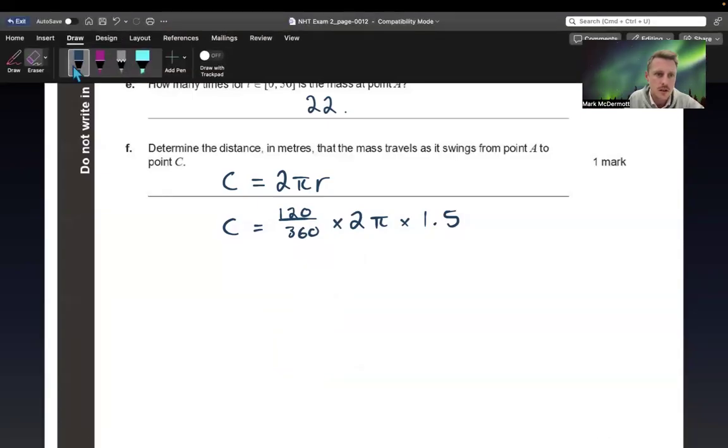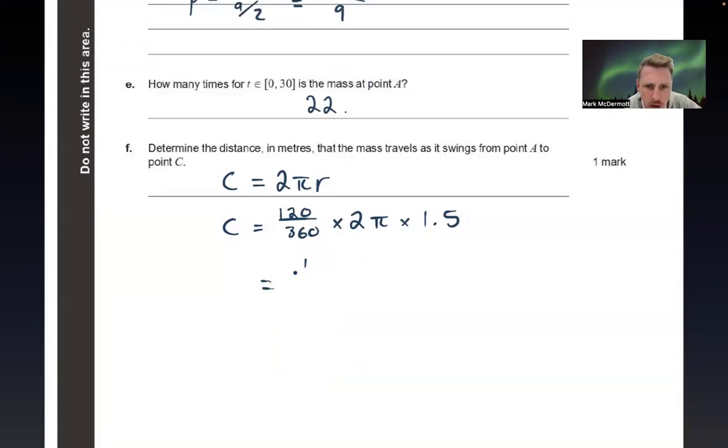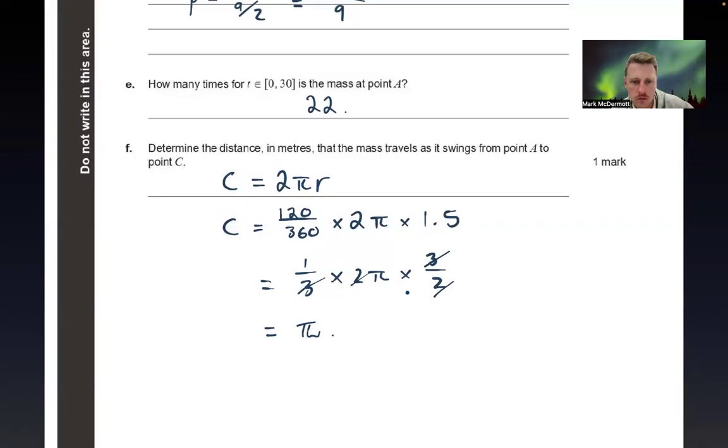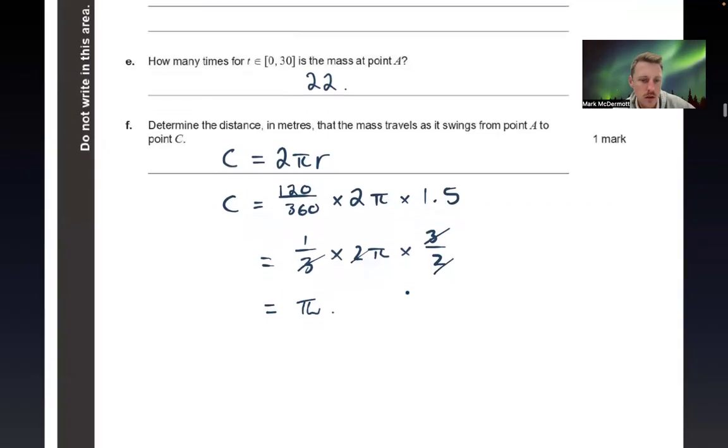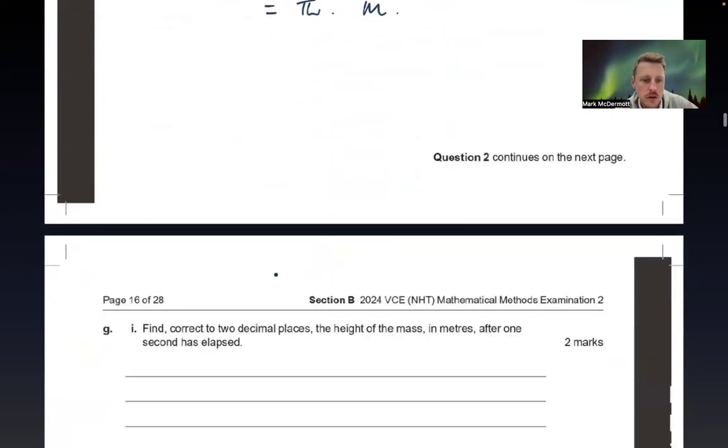Probably screaming at the screen right about now. 1/3 multiplied by 2 pi multiplied by 3 on 2. That goes with that. That goes with that. I don't know how I got that wrong the first time. Anyway, pi, that looks a bit better. Okay, pi meters. I'm not going to bother with why I got it wrong.